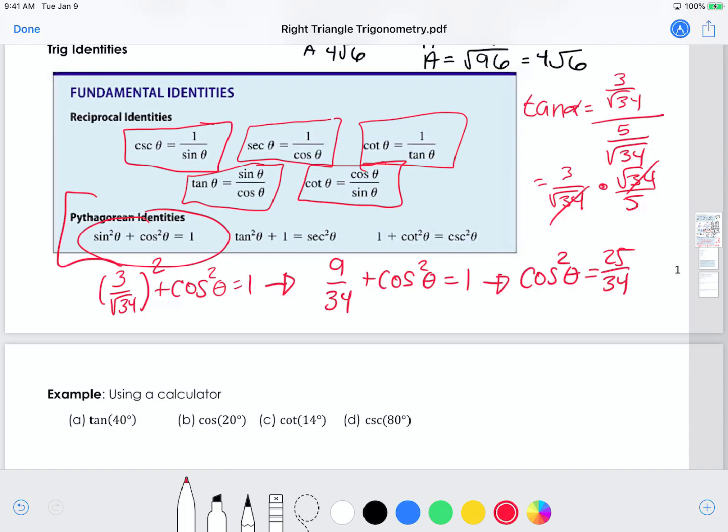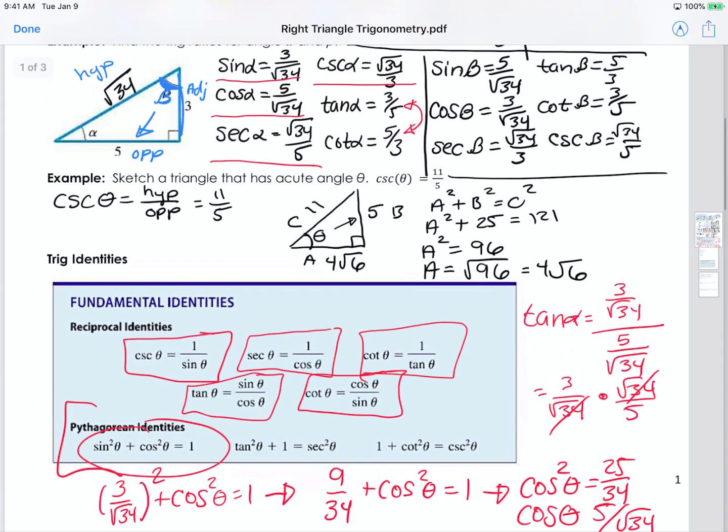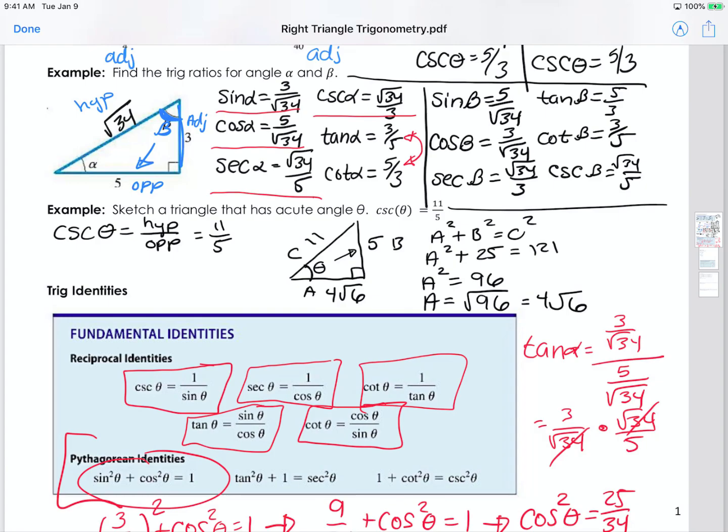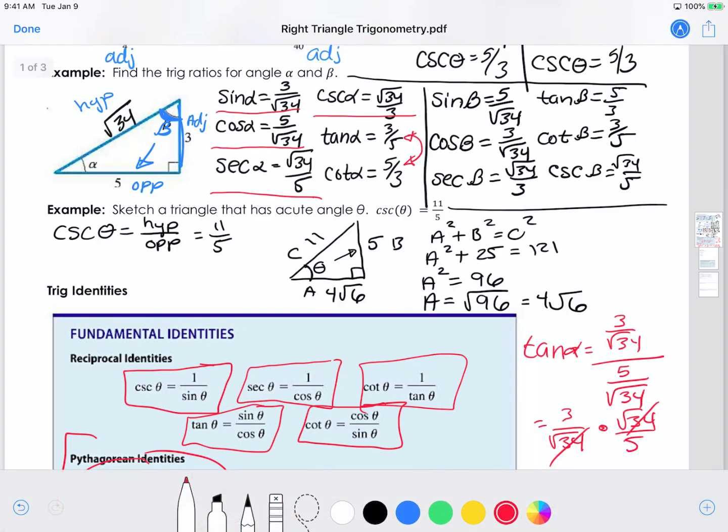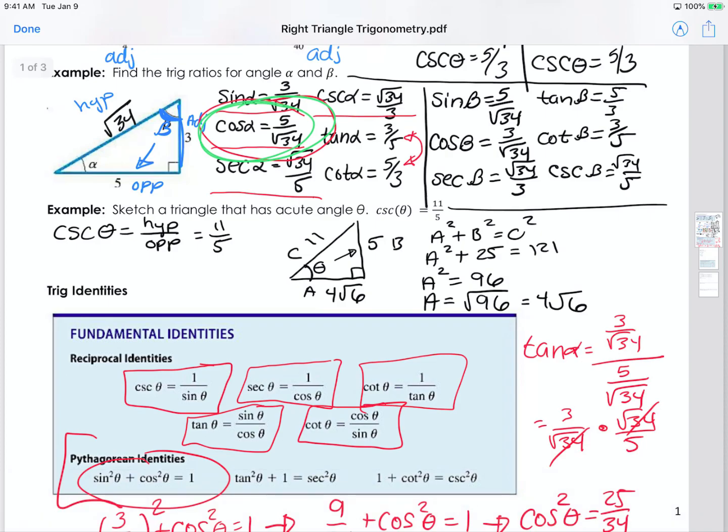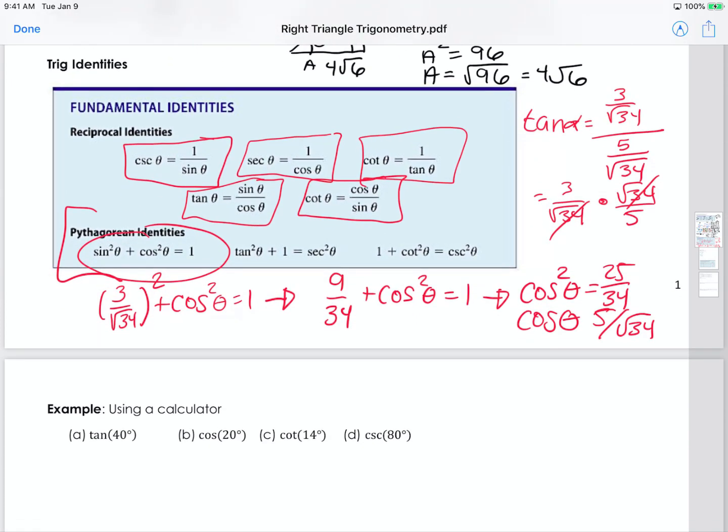Then I would square root both sides to get cosine, because right now that's cosine squared. That gives me the value of cosine, 5 over the square root of 34. And if I look back up here, I can verify that cosine of alpha is 5 over the square root of 34, right here. So we can use these identities to find other values if I don't have the triangle in front of me.